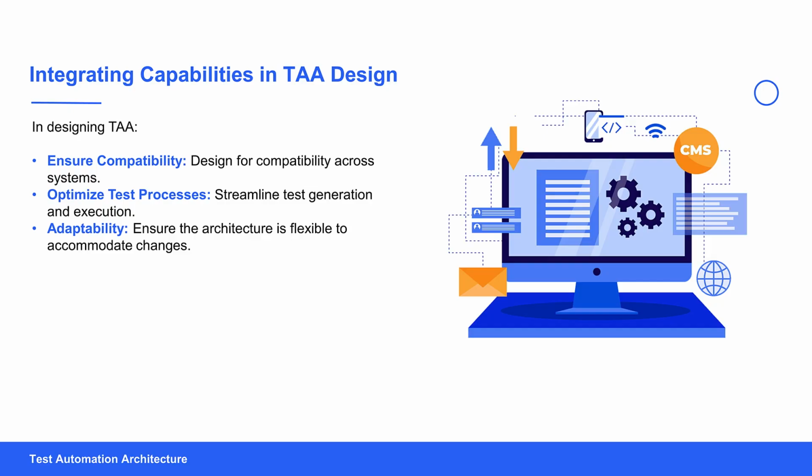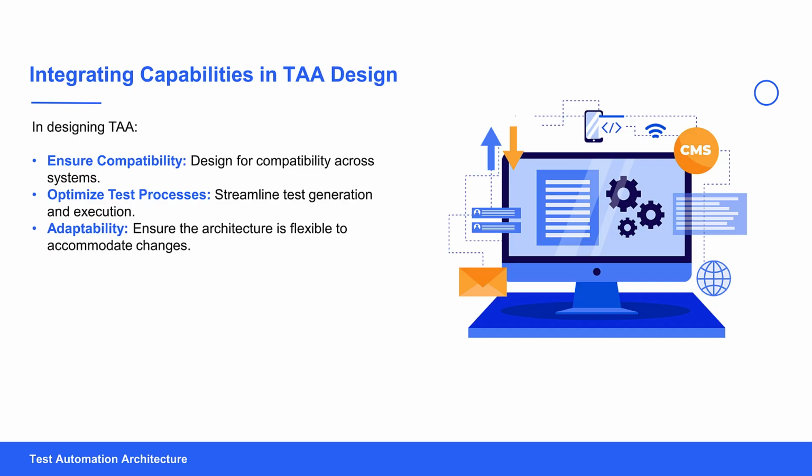Adaptability is also key. Your test automation architecture should be designed with the flexibility to adapt to changes in the SUT or in testing requirements. This might involve selecting tools that can easily be updated or reconfigured, or it might mean building in redundancies that allow your testing processes to continue uninterrupted, even as the project evolves. By ensuring that your TAA is adaptable, you can future-proof your testing strategy, making it easier to scale and adjust as your project grows.